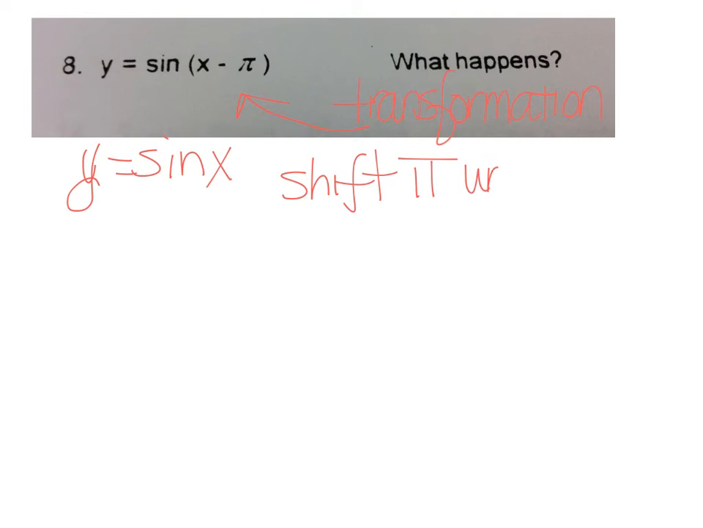Alright, this one looks a little different. We have a transformation in place. This is going to shift pi units to the right. So what we're going to do is graph the parent function, which is y equals sine of x. And then we're going to shift this pi units to the right. So go ahead and graph the parent function.